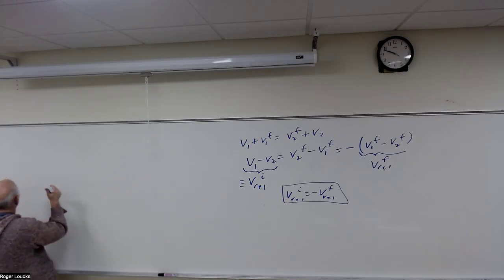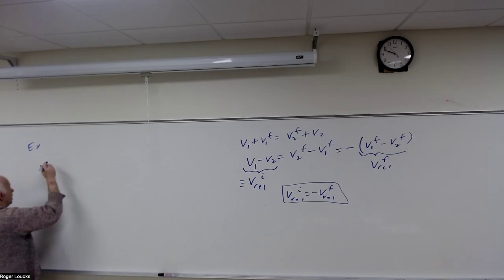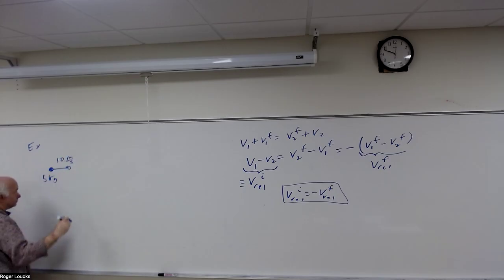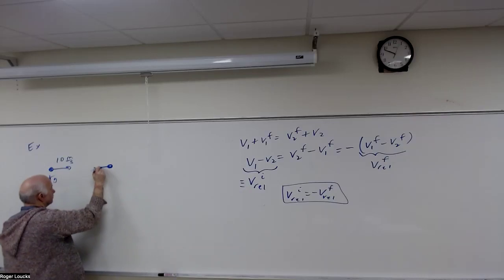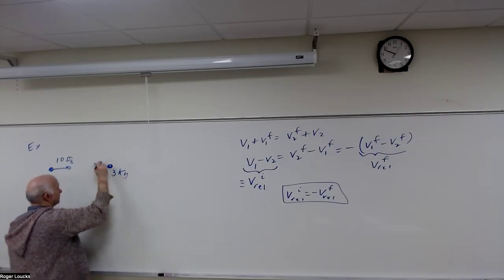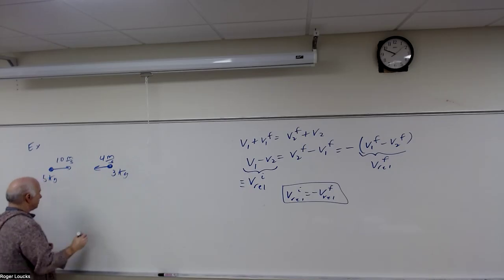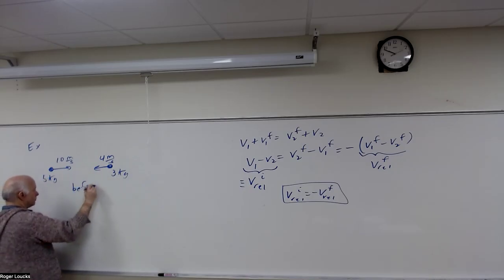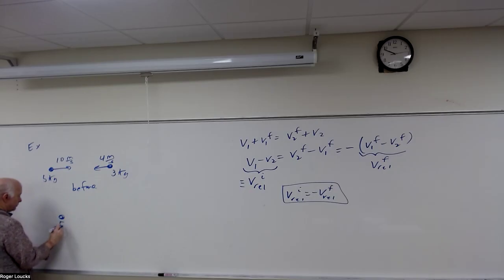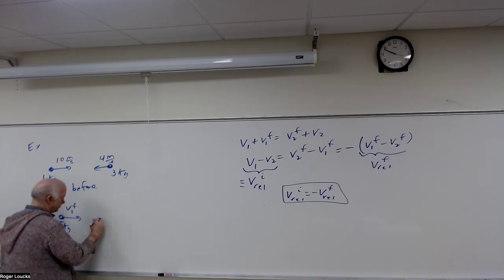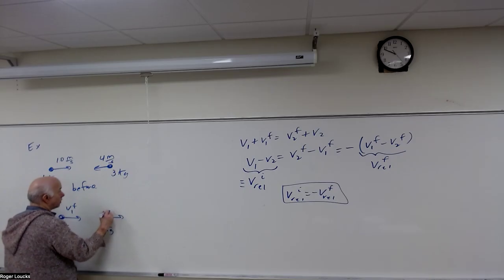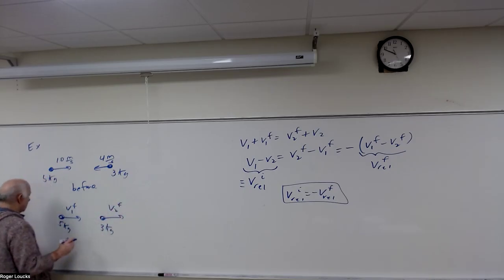Okay, let's take an example. I'm going to have a mass here. This is 5 kilograms, moving at 10 meters a second. This is going to be 3 kilograms, and let's say this is 4 meters a second. This is before. And then after the collision, I'm going to call this V1 final, and for the 3 kilogram mass, I'm going to call this V2 final. This is after.